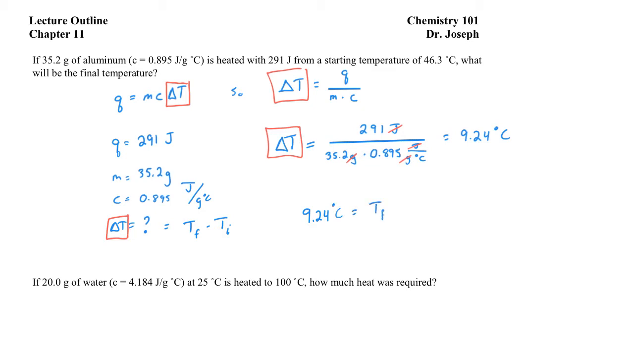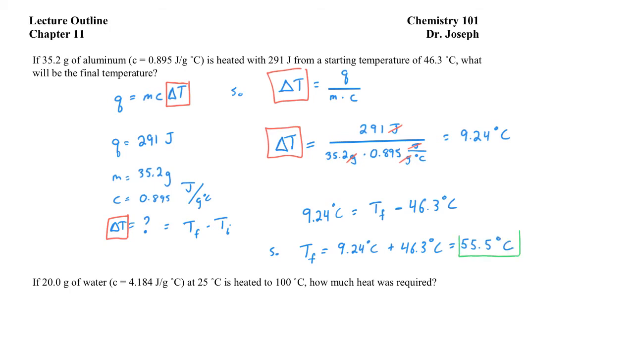Well, we go back to our equation over here on the left, which shows us that delta T is equal to the final temperature minus the initial temperature. So because we know the change in temperature and we know the starting temperature, we can find the final temperature just by rearranging this. As such, we see that the final temperature is equal to the change in temperature plus the initial temperature. And if we do that, we get 55.5 degrees Celsius.